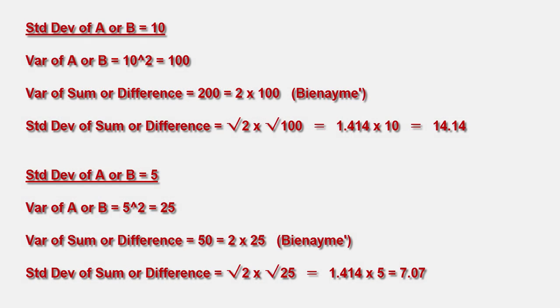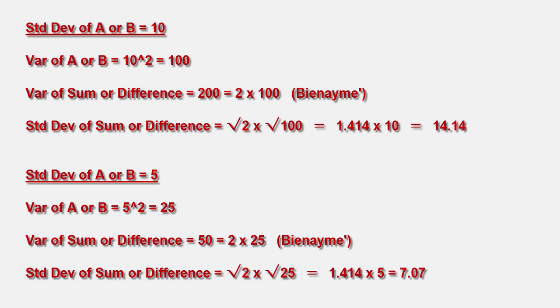So to summarize for both cases, when the standard deviation of A and B was 10, the variance for both was 10 squared, or 100. And Bienaymé tells us that the variance of the sum or the difference will be the sum of the variances, which are both 100, so that's 2 times 100. And we can get back to the standard deviation for the sum by taking the square root of 2 times 100, which is the square root of 2 times 10, which is 14.14.